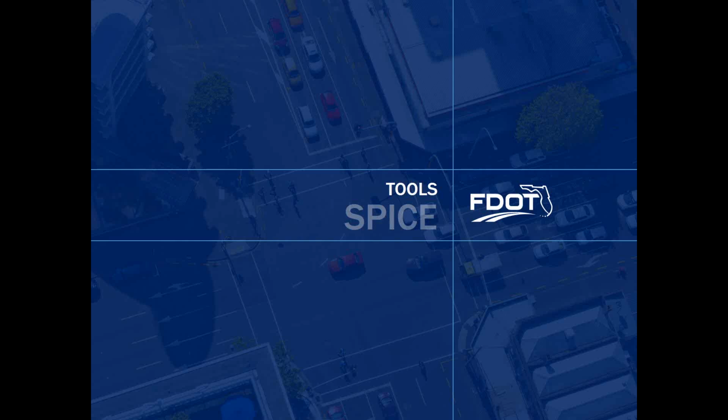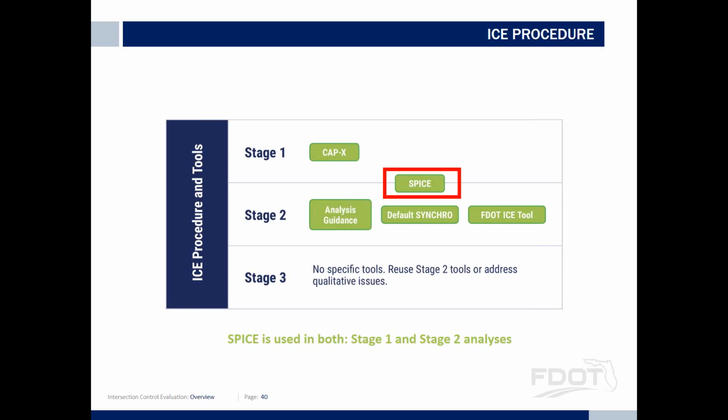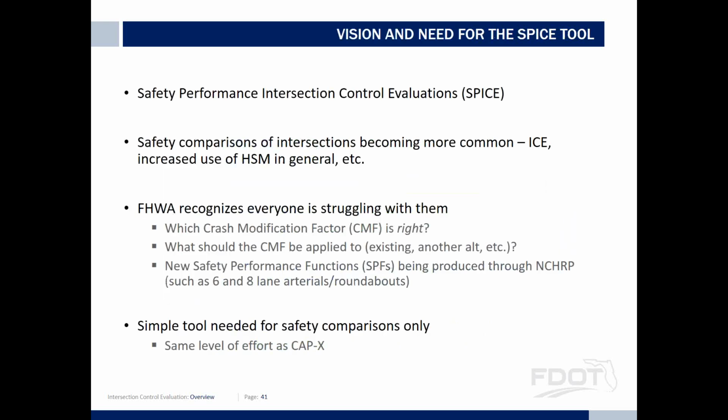Okay, SPICE tool. SPICE basically is the Safety Performance for Intersection Control Evaluation. That's what it stands for. It straddles stage 1 and 2 because there are some inputs required for stage 1, and if there's more detailed information that you would need for stage 2, you use it for stage 2.